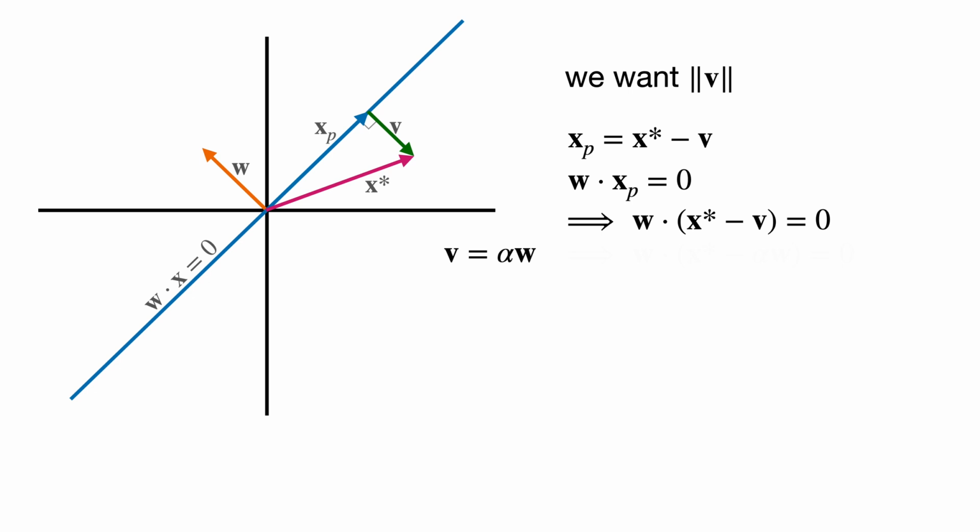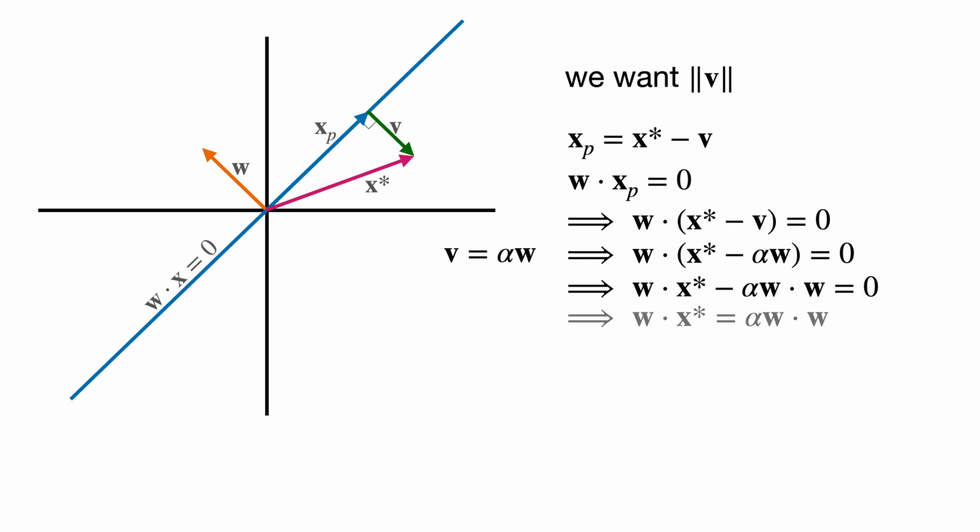So we can restate the previous equation as W.(X star minus alpha times W) equals 0, which we can rewrite as W.X star minus alpha times W.W equals 0, which we can rewrite as W.X star equals alpha times W.W. And the only thing we don't know in this equation is alpha, so let's solve for alpha. We get alpha equals W.X star divided by W.W, which is the same thing as W.X star divided by the norm of W squared. So we want to find the norm of V.